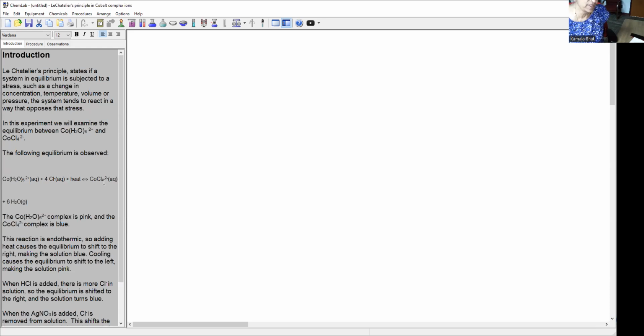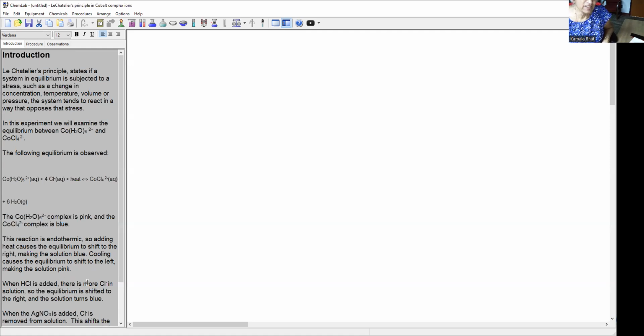On heating it gives you the CoCl4 2-. So now we have to apply heat, and on the other side you get 6 H2O. Whenever you apply heat, remember that it's an endothermic reaction because heat is absorbed by the system to undergo change, and exothermic means heat is released. This reaction is endothermic, so adding heat causes the equilibrium to shift to the right, making the solution blue. Cooling causes the equilibrium to shift to the left, making the solution pink.